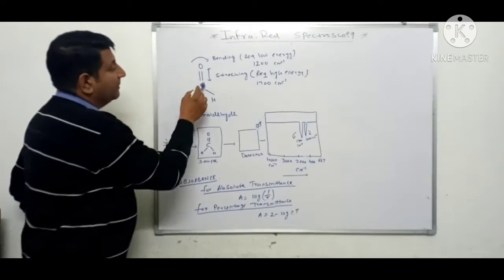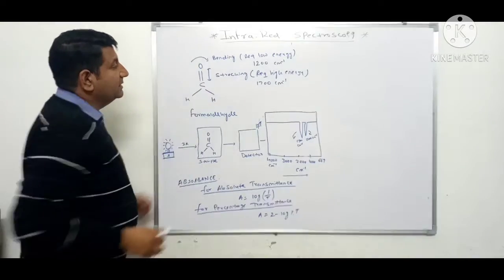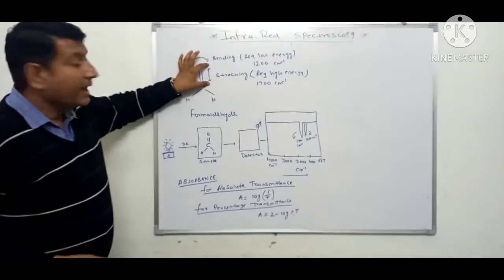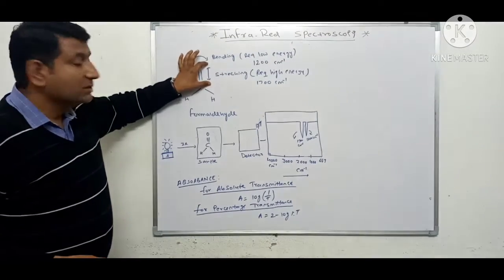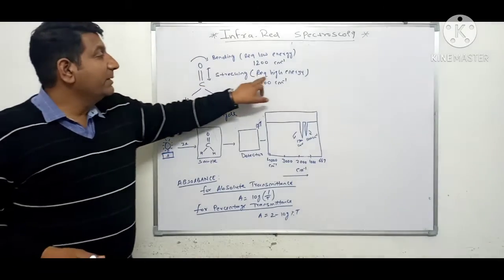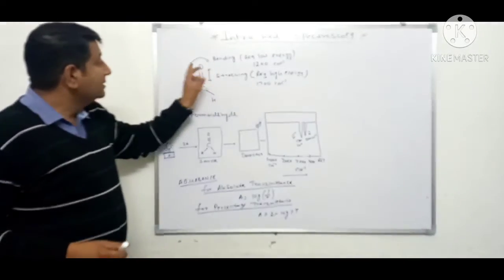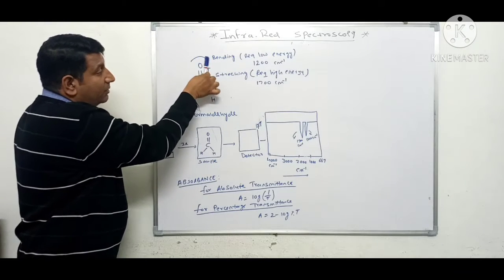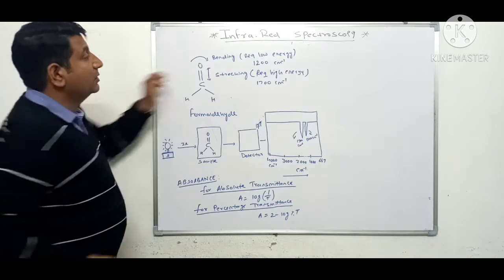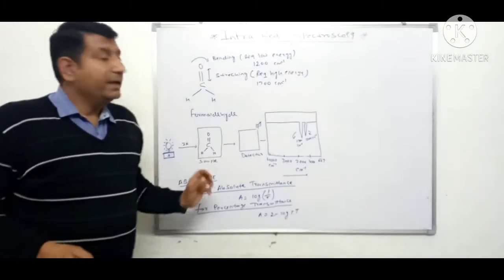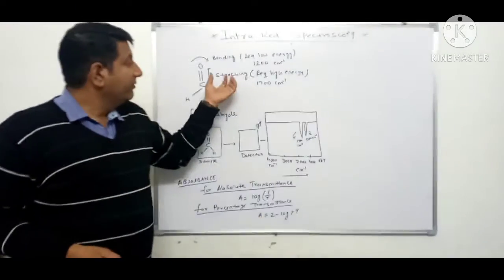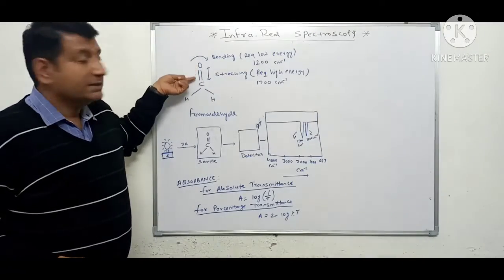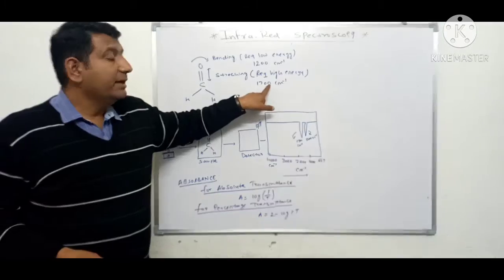Now this is the carbon oxygen bond, and this carbon oxygen bond can be stretched, and this shows stretching vibration. Stretching vibration requires higher energy, and the oxygen atom can also bend towards carbon and away from carbon. So this requires lower energy. From the literature we found that the stretching vibration associated with the carbonyl group, that is C double bond O, is 1700 centimeter inverse.